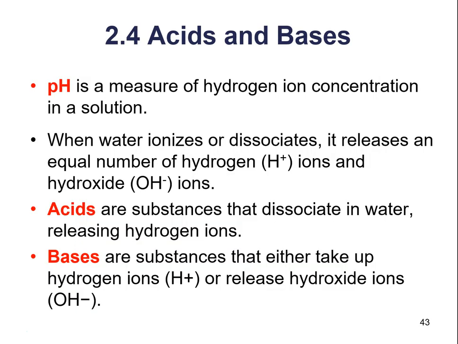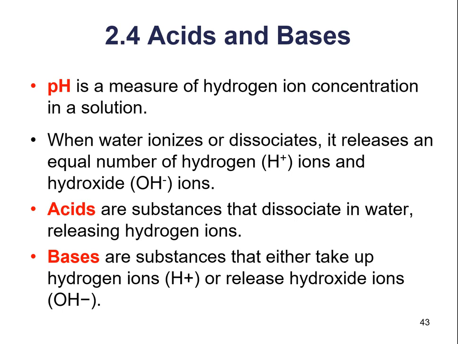Okay, the last part of this chapter, super quick, we're almost done, is acids and bases, okay? So pH is a measure of hydrogen ion concentration in a solution. Okay, so when we talk about something being an acid versus a base, we'll talk about its pH. When water ionizes or dissociates, it will release an equal number of hydrogen ions and hydroxide ions, okay? And so acids, when they dissociate in water, will release hydrogen ions, right?